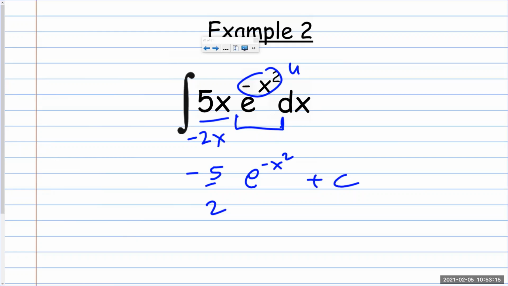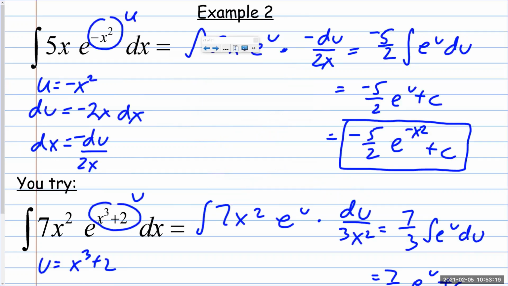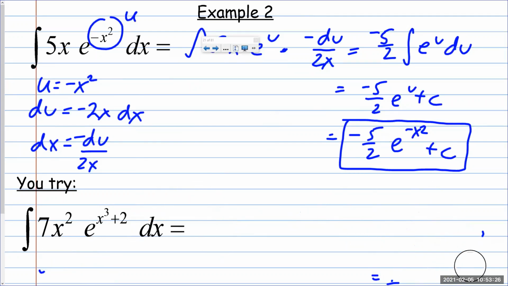You guys got that? All right, let's do another one. Okay, they're about to get really fun. Okay, so here we go. We're going to try this one down here with the 7x squared. Okay, you guys go ahead and do that, and then I'll check my work with yours.